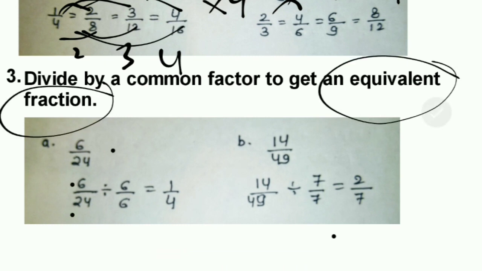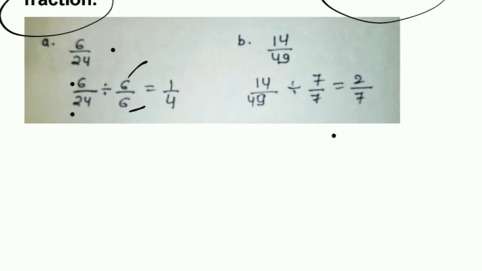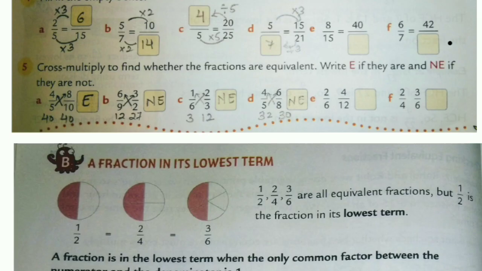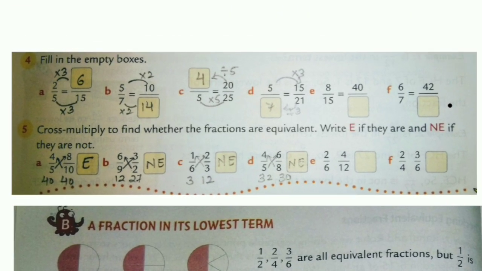6 upon 24. We know that 6 table. In 6 table, 24 is coming? Yes. So we will do divided by 6. 6 divided by 6 is 1 and 24 divided by 6 is 4. So answer is 1 by 4. If you don't know how to do division like this, we have already learned in grade 3rd and 4th. Same thing here.